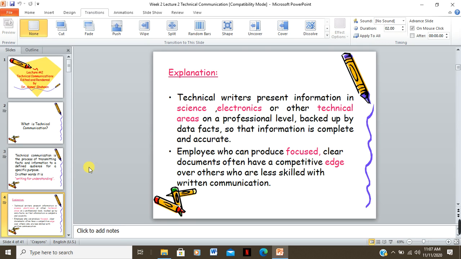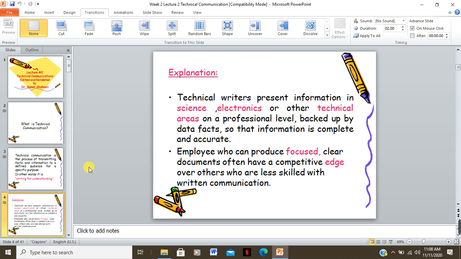An employee who can produce focused, clear documents often has a competitive edge over others who are less skilled with written communication. You will face this problem in your practical life. Right now, you being students may not have that level of focus. You may not be required to have that focus which is required at working places.